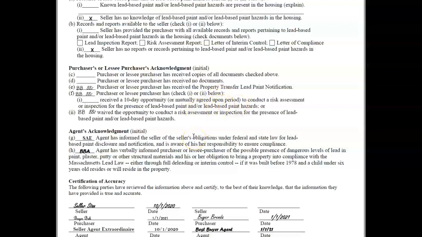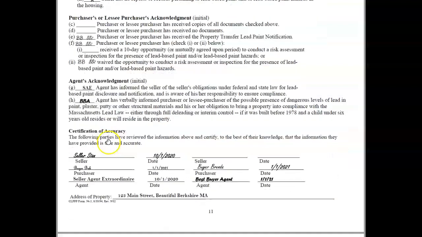And again, I would question whether they truly waived that opportunity or if they received the 10-day opportunity. So this could be an error too, but even having initials instead of checks would potentially generate a $10,000 fine. So far we're up to $20,000.